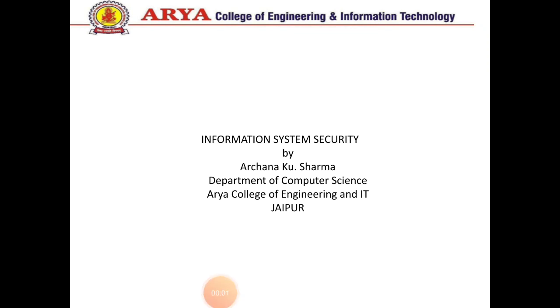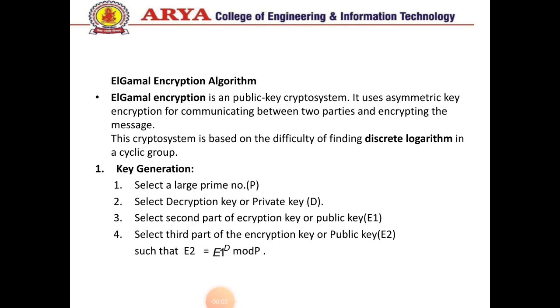This is a lecture on information system security. Today we are going to discuss the Elgamal encryption algorithm in unit 3. Elgamal encryption is a public key crypto system. It uses asymmetric key encryption for communicating between two parties and encrypting the message. This crypto system is based on the difficulty of finding discrete logarithm in a cyclic group.